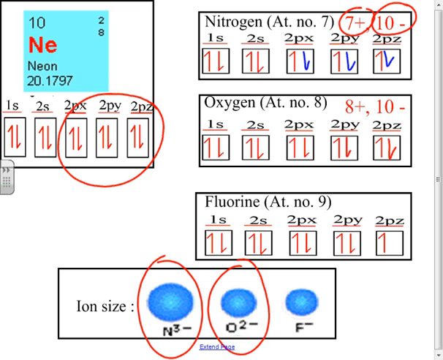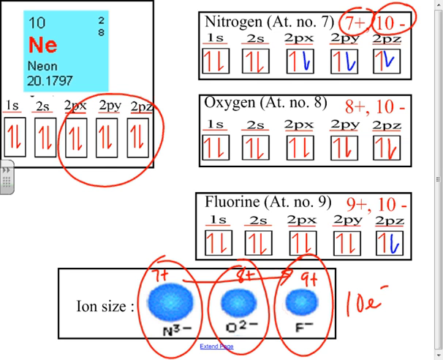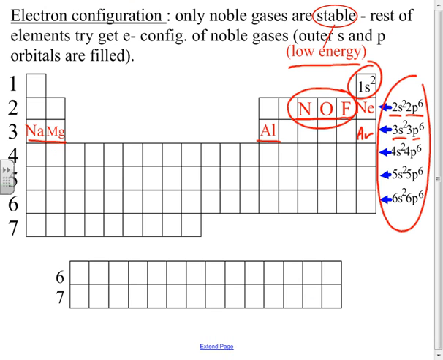And fluorine needs to gain 1 electron to become like neon, and therefore it's going to have 9 protons, 10 electrons, or have a minus 1 charge. Now note, we see a decrease in size even though they all have the same number of electrons. Every one of these has 10 electrons, but nitrogen has only 7 protons, oxygen has 8 protons, fluorine has 9 protons. So again, we see an increase in nuclear charge, and that makes size get smaller as you go from left to right.